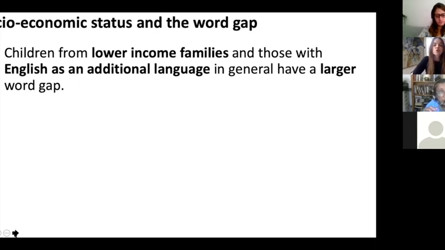Personally, this is my take on it. If you are from a lower income family, you may have to work more, you may not have time. I'm not saying that lower income families don't read with the children, don't speak with the children. It's about circumstances. With English as an additional language, if you want your children to be able to speak your home language, you speak that at home so that they become bilingual and fluent in both languages. But obviously that affects the sort of language that you get exposed to, and the wider vocabulary you're exposed to is generally from reading as well.